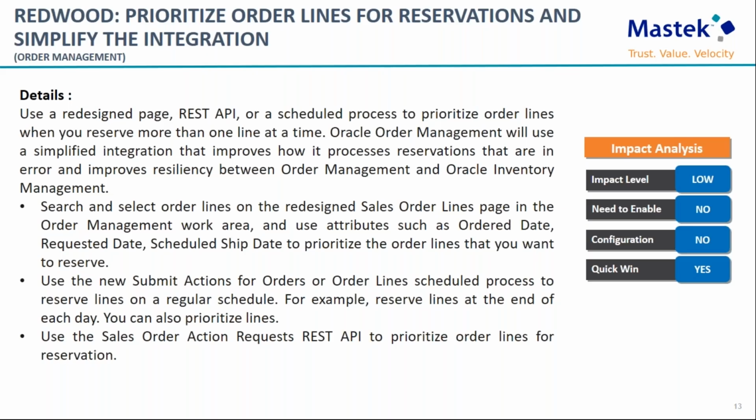We can search and select order lines on the redesigned sales order page in the order management work area and use attributes such as order date, requested date, and scheduled ship date to prioritize the order lines that we want to reserve. We can use the new submit actions button for orders or order lines to reserve lines on a regular schedule. For example, we can reserve lines at the end of each day, and you can prioritize lines also. As for its impact analysis, its impact level is low, need to enable: no, configuration required: no, and it's a quick win: yes.